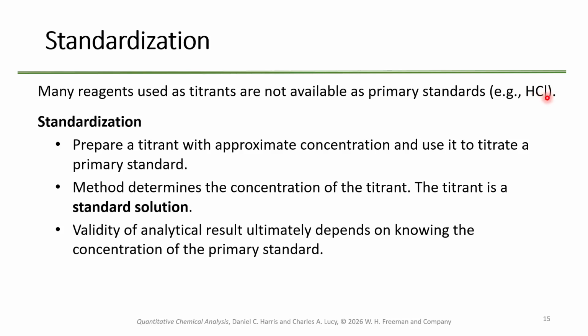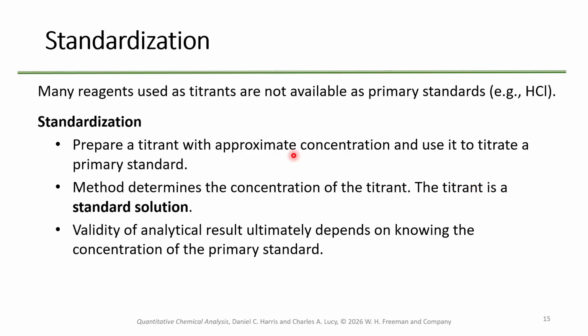Typically, that's what we were doing in the titration lab, a standardization. You would take something like an HCl or an NaOH, and then use a primary standard to standardize it. You'd prepare your titrant with an approximate concentration. That's why I gave you one that said 0.1. Notice it didn't have any other decimal places. It only had one sig fig.